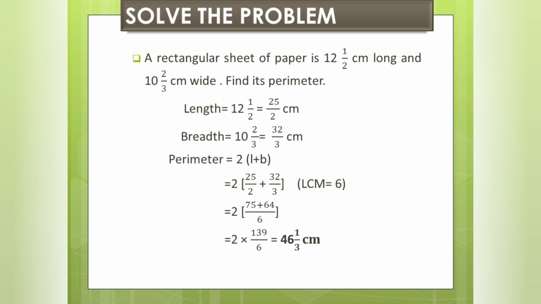And after that 2 and 6 we can cancel. 2 1s are 2, 2 3s are 6. So after that we have 139 upon 3. That's an improper fraction. That improper fraction we have to convert into a mixed number. For that, 139 divided by 3. Then we'll get 46 integer 1 upon 3 centimeter. So the perimeter of the rectangular sheet of paper is 46 integer 1 upon 3 centimeter.